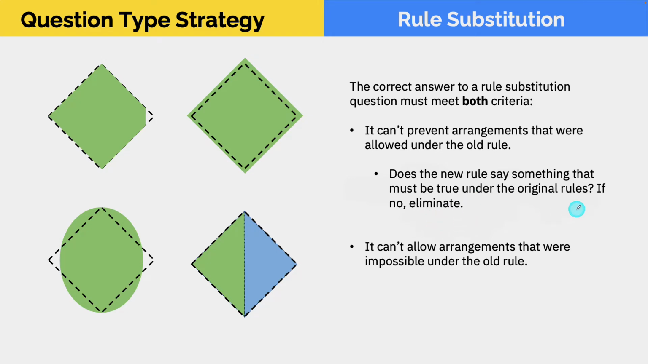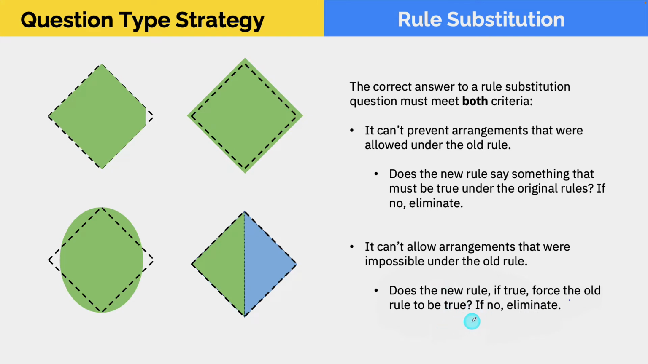If it does say something that must be true, then it's past the first criteria, but we still have to apply the second criteria. And here's the question I have in mind to determine whether or not the second criteria is met. Does the new rule, if true, force the old rule to be true? Does it, if true, force the rule that I'm trying to replace to be true? If not, then we should get rid of it.